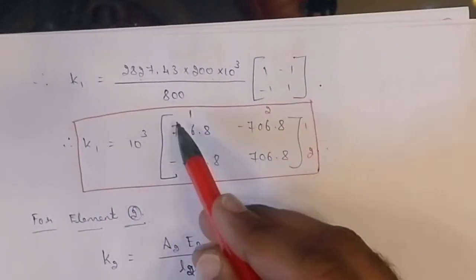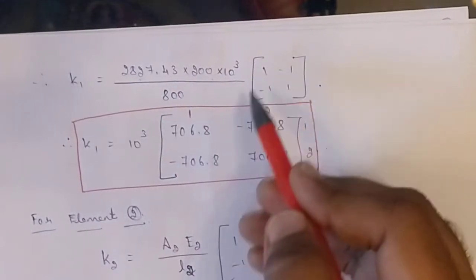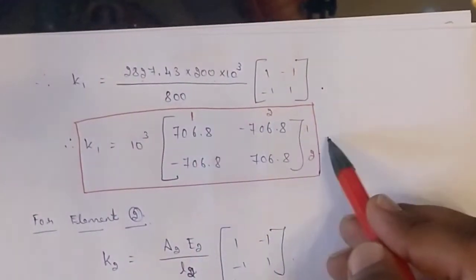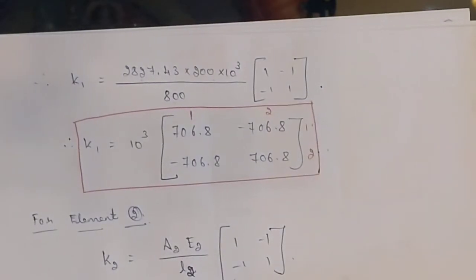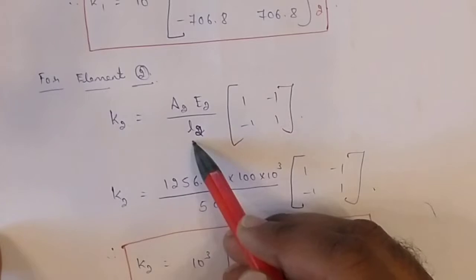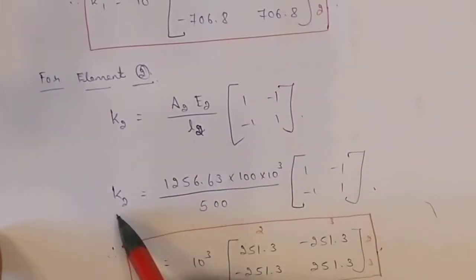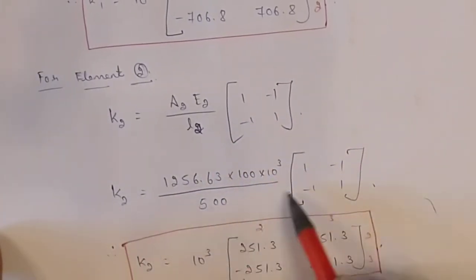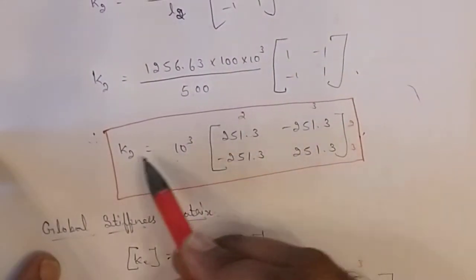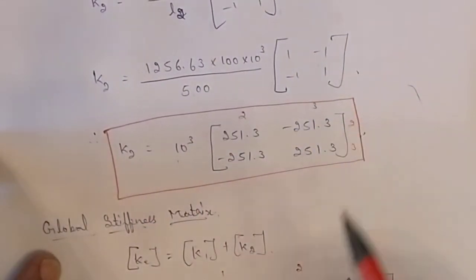K1 is equal to 10 power 3 into, take 10 power 3 as common, multiply everything to the inside. And the first element is between the nodes 1, 2, 1, 2. Just number it for your understanding. Similarly, for element 2, K2 is equal to A2 E2 by L2, 1 minus 1 minus 1, 1. 10 power 3 common. Multiply everything to the inside. Second element is between the nodes 2, 3, 2, 3.